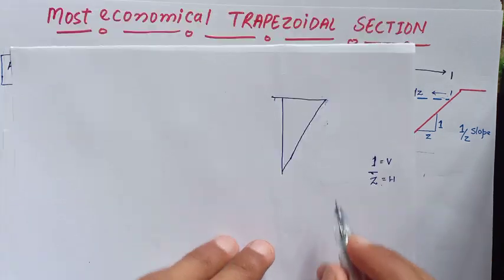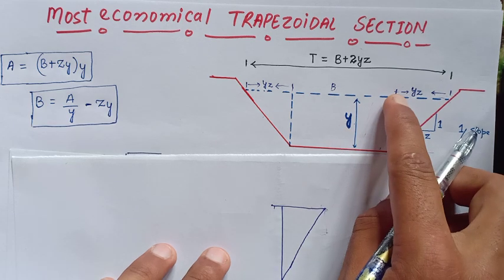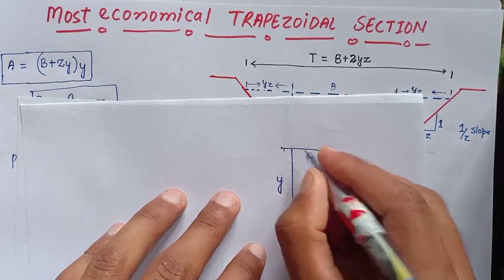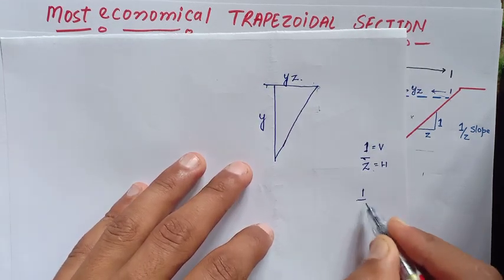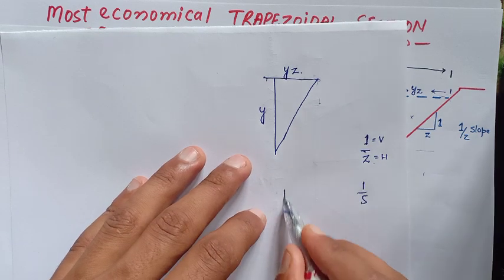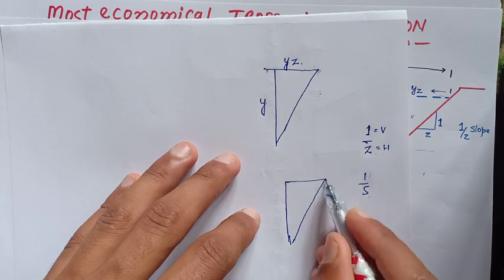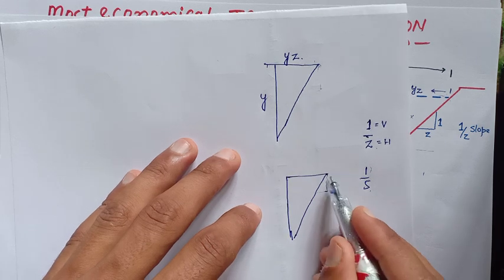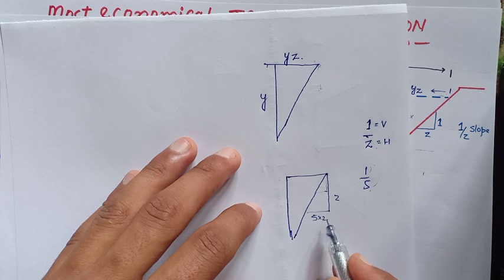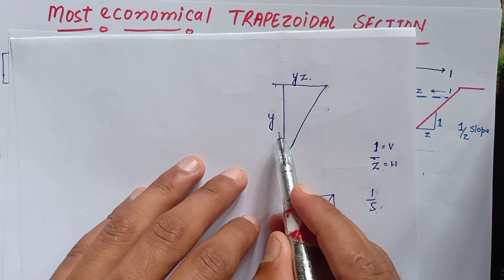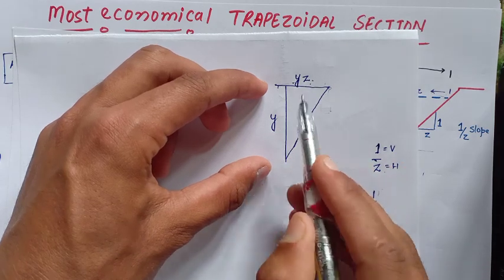For example, if we go y meters in the vertical direction, we have to go yz meters in the horizontal direction. How is this possible, I will show you with an example. If our ratio is 1 upon 5, then to go 1 meter in the vertical direction we have to go 5 meters in the horizontal direction. If we go 2 meters in the vertical direction, we have to go 5 into 2, that is 10 meters, in the horizontal direction. Similarly, if we go y meters in the vertical direction, we have to go yz meters in the horizontal direction. I hope you understand this.